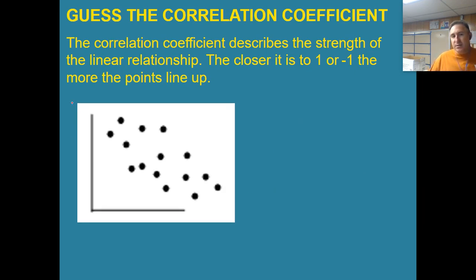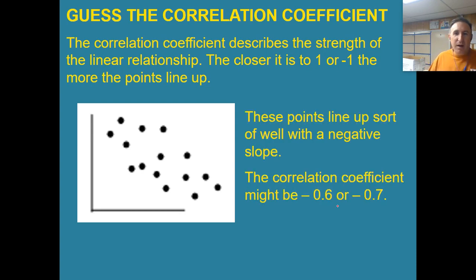Here we have a negative association, right? As we go to the right, the points trend down. And they're not all that close together, right? So if we're going to talk about this R value, we know it's negative, but also probably 0.6 or 0.7, it's moderate.